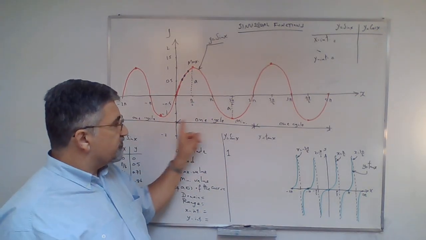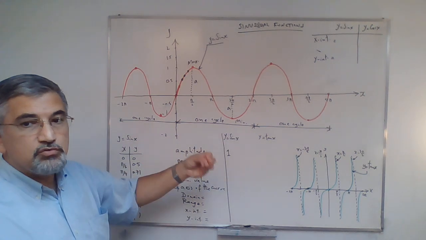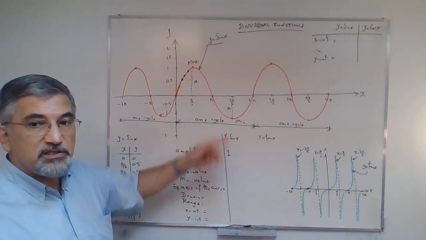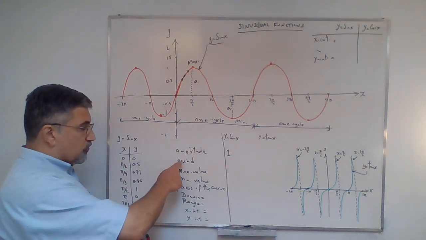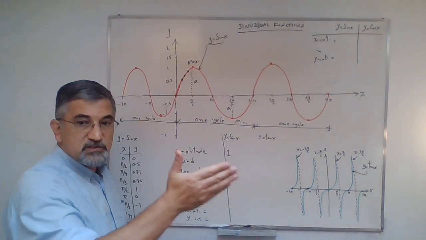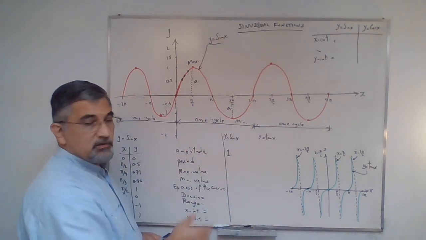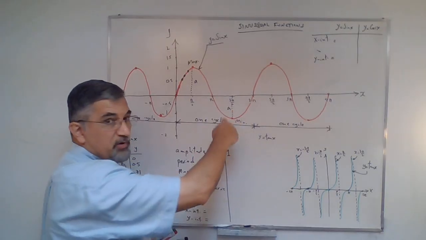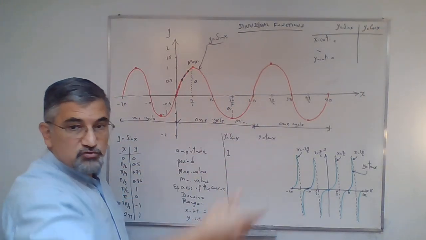Now, the length of one cycle is called the period, and it is 2 pi. So, definition of period, write it down: the length of one cycle. How many units is it? From here it starts all the way to 2 pi, and then it repeats itself another 2 pi units.